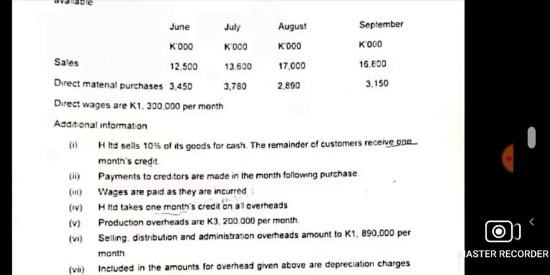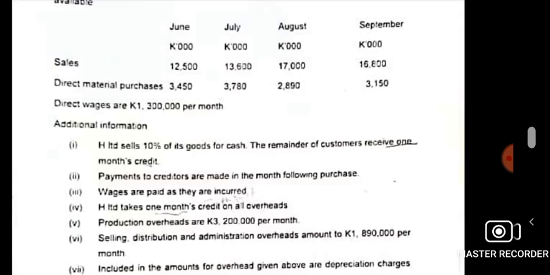So what have they said? Payments to creditors are made in the month following purchase. Okay, a month following purchase. So you buy, for example, in June. Let's start with June, like they are showing us. Meaning, when is that payment supposed to be shown? The month following purchase. Are you understanding the English? Meaning, if you buy in June, when is the payment going to be shown? The following month. That's how you reason on this.